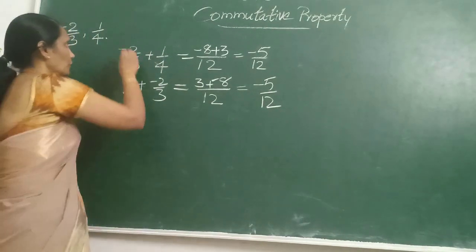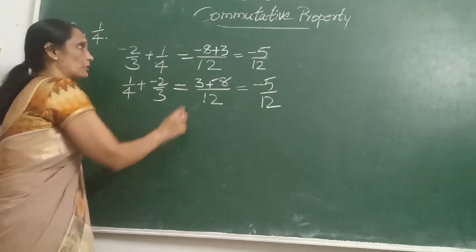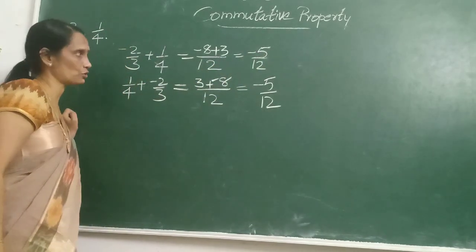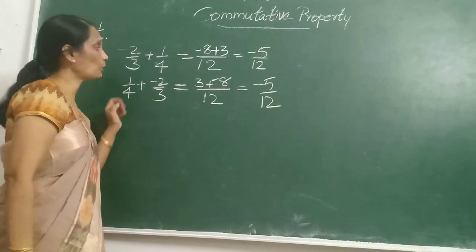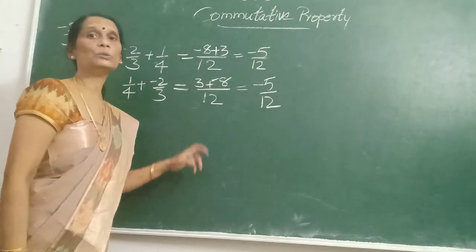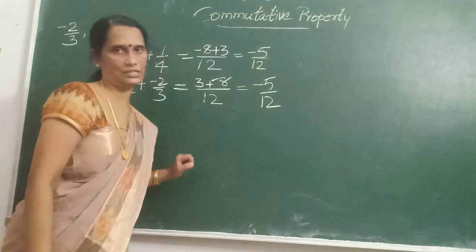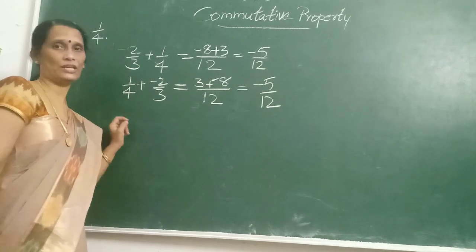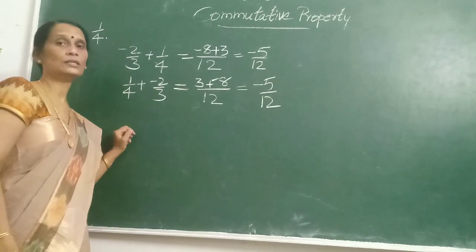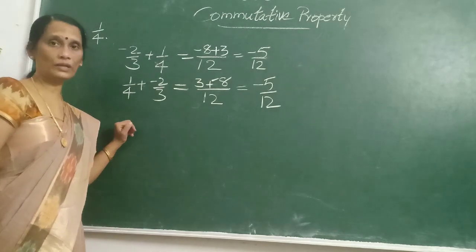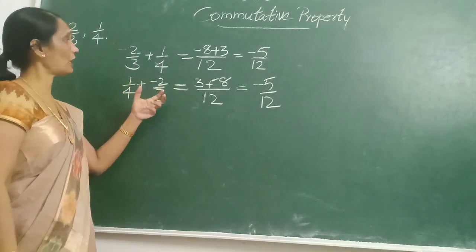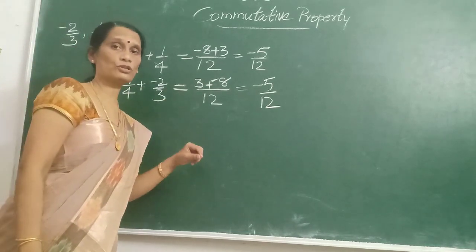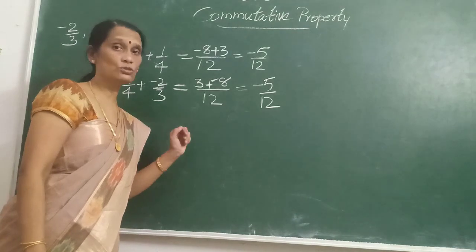See here, for minus 2 by 3 plus 1 by 4, we got that result. 1 by 4 plus minus 2 by 3, we also got the same result. That means when the order is changed, the result does not change. That is the commutative property. In a binary operation, when the order is changed, the result does not change. Which binary operation are we talking about? The addition. We also have to check for subtraction, multiplication and division.